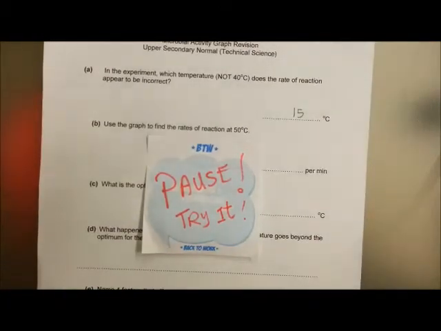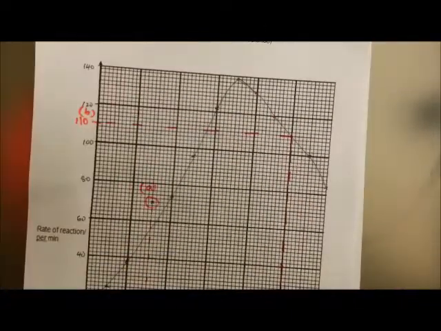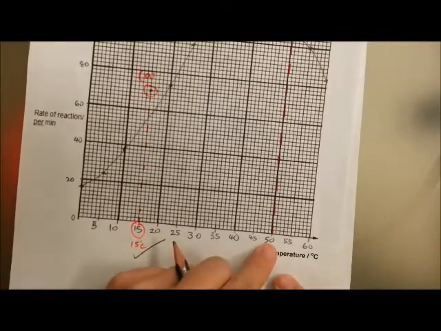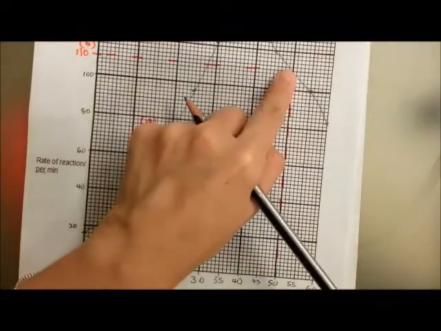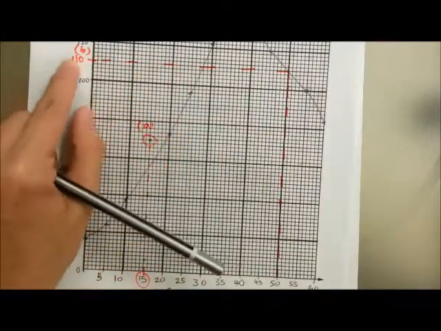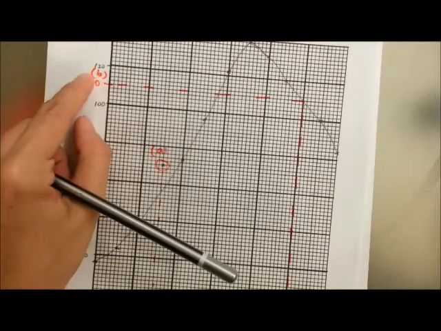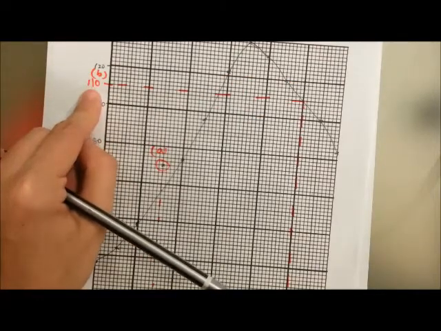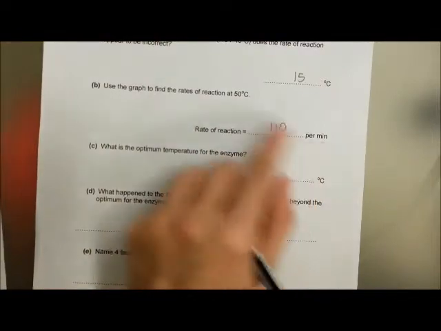Alright, is your answer completed? Now part B. Find the rate of reaction at 50 degrees Celsius. Again, at 50 degrees Celsius, draw your dotted line and hit the graph. Once you hit the graph, draw a horizontal dotted line to indicate your answer. Again, remember to write down your question number to represent your answer. Therefore, your answer here is rate of reaction 110 per minute at 50 degrees Celsius.